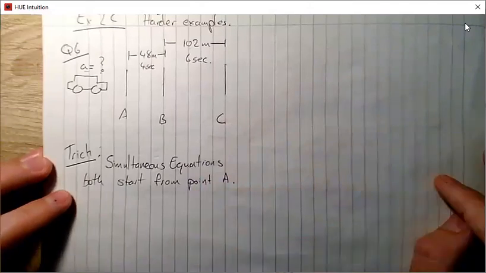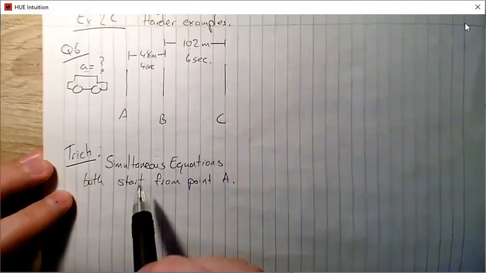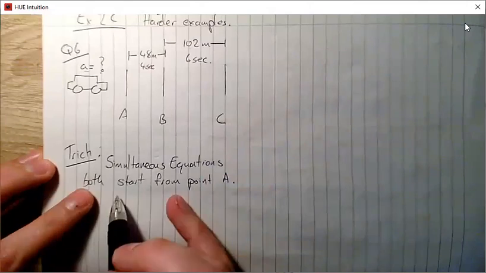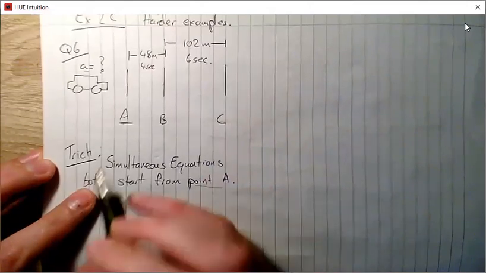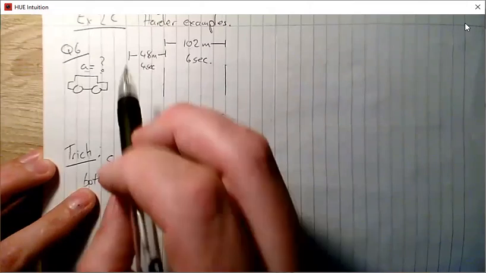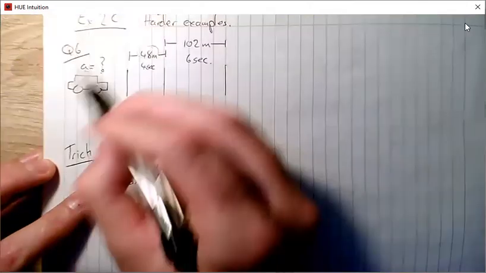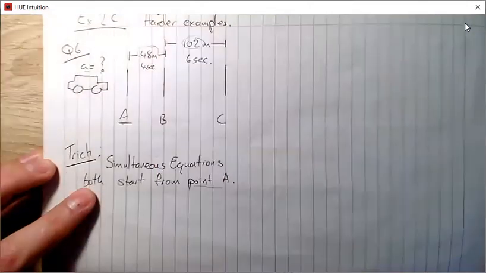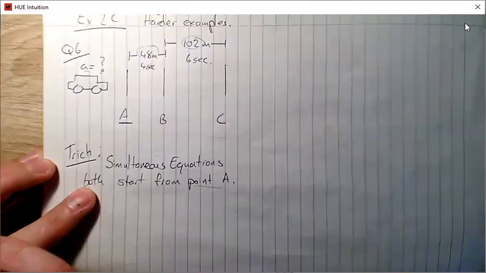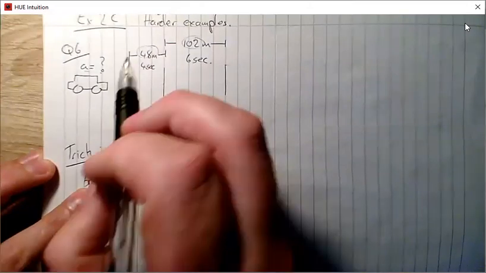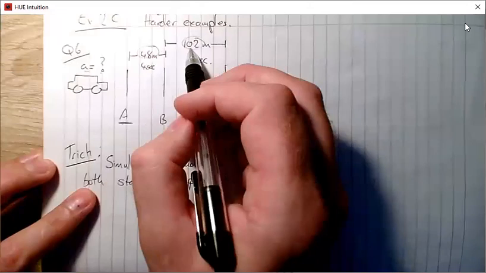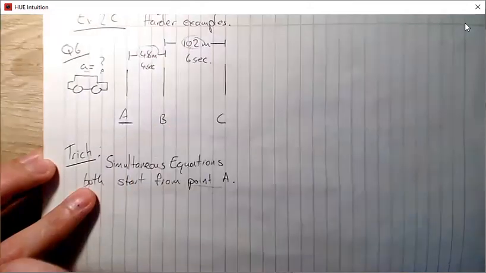The trick with this one, and you need to learn this, not by heart, is both of them need to start from point A. So you'd be tempted to come up with two distance equations, one with 48 in it and the other one with 102 in it. That's not the correct way to do it. The correct way to do it is one with 48 and the other one with 150 meters in it. Okay, so let's have a look.